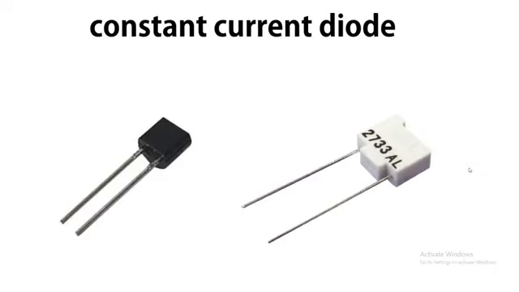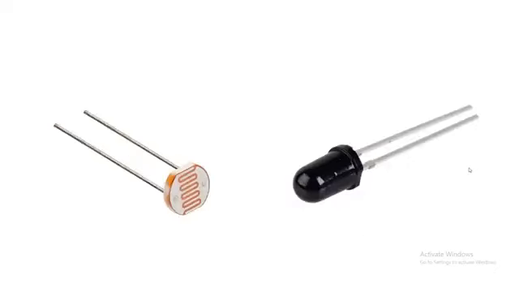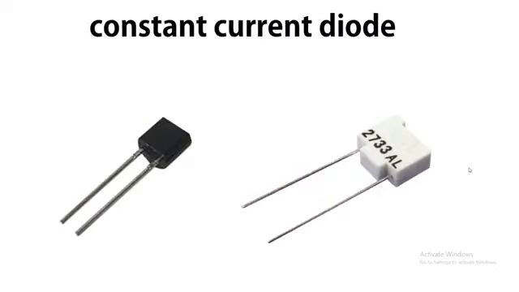And how does a photodiode work? When light touches the surface of this diode, this diode becomes non-functional. The next type of diode is the constant current diode. A constant current diode works when you need to flow a constant current in a circuit, so then we use this diode.